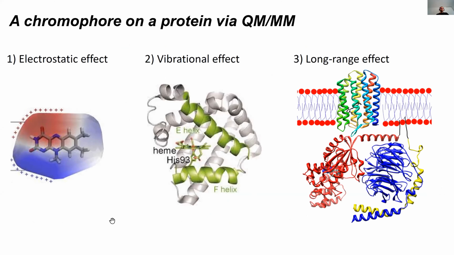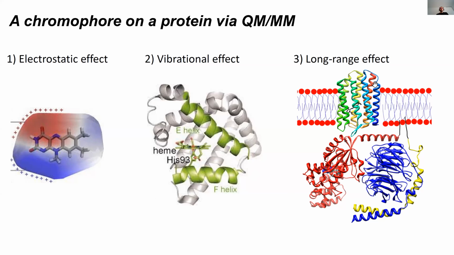The QMMM approach will introduce 3 main effects on the quantum fragment. The most obvious one is the electrostatic effect, in which the quantum density gets polarized and affected by the presence of point charges that are due to the surrounding protein. There is also a vibrational effect, what I call it, and with this I mean that the structure of the quantum fragment is going to be hindered by steric effects to a particular conformation due to the presence of the protein.